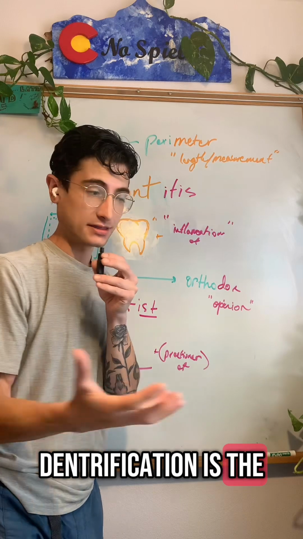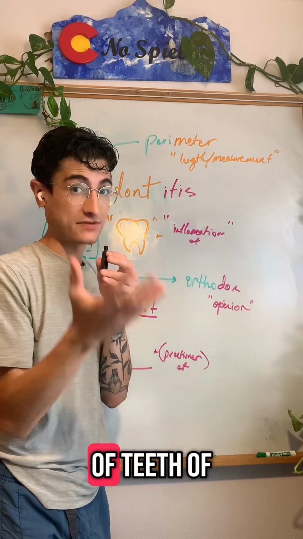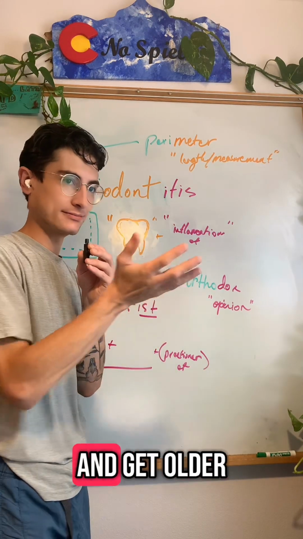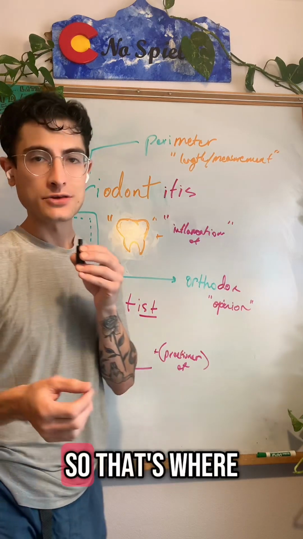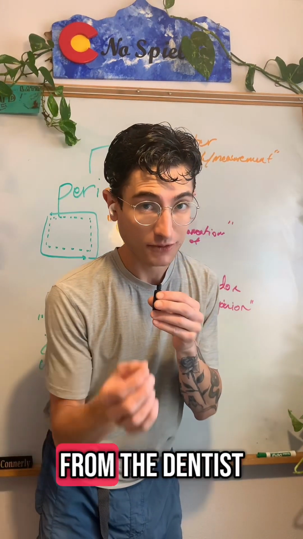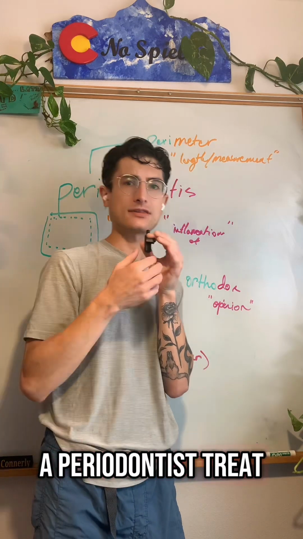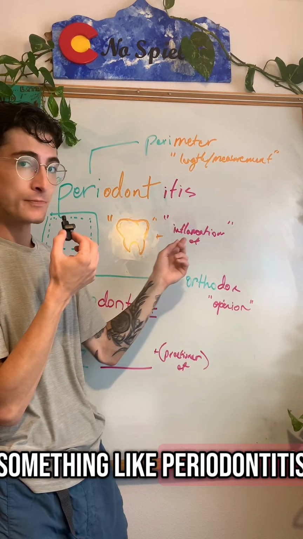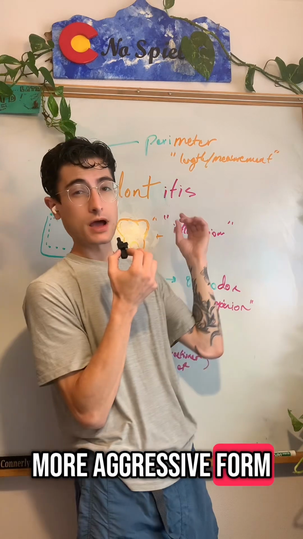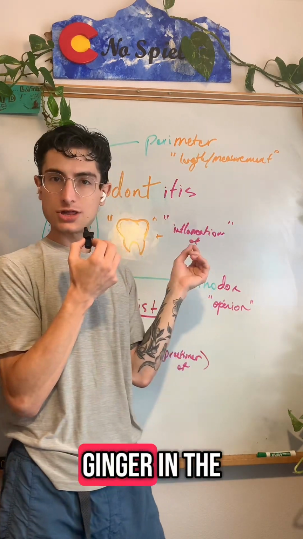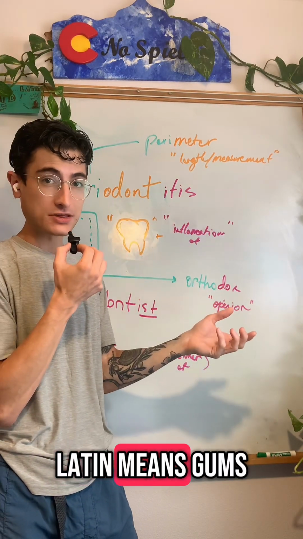Dentition is the fancy word for the making of teeth as you age and get older into life. So that's where you get your teeth done from the dentist. But in this case, a periodontist treats something like periodontitis, which is a more aggressive form of gingivitis. Gingiva in the Latin means gums.